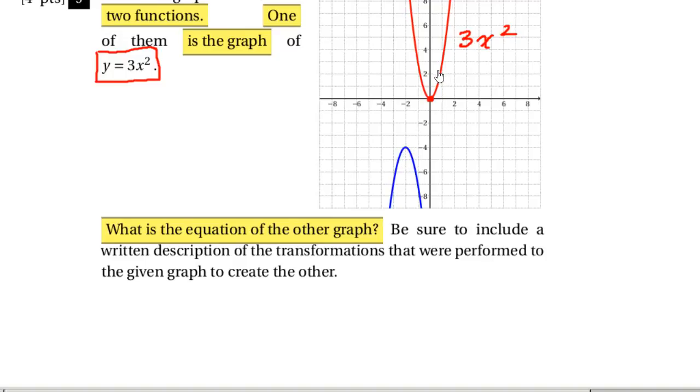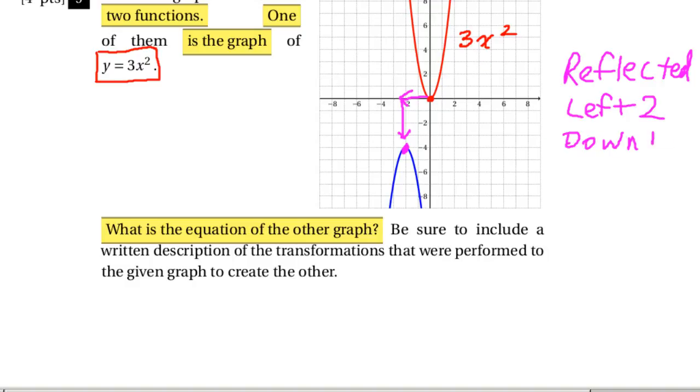Well, let's see. I see that it's upside down, so I know that it's been reflected in some way. And I see that this dot in the middle has moved to right here, so I can see that it's had to move this way and then move this way. Now we'll talk about how to get all of that in a moment, but basically that means that it's moved left 2 and down 4. But the big question now is, did it actually stretch?